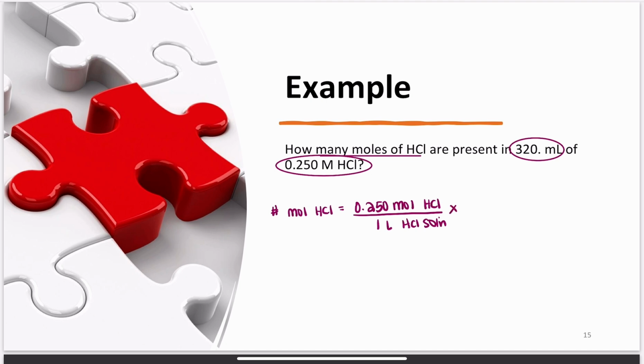I'm going to multiply that by the volume in liters, so convert this to liters. You don't have to show me the conversion, but you should be able to do the conversion, okay? 320 mL becomes 0.320 liters of the HCl solution. This cancels the solution, gives you moles, and I see I have 0.0800 moles of HCl.